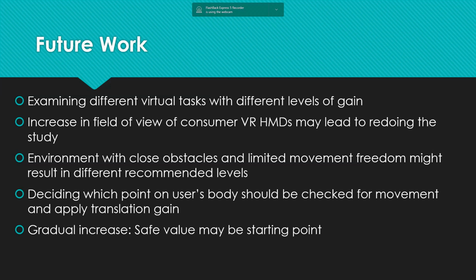Deciding which point on the user's body should be tracked for movement to apply translation gain, since this study used just the headset, there might be some problems. Since there are problems while bending down, they might have to redo the research with, let's say, the waist as a good focal point for translation gain measurement. And gradually increasing means that for training and practice, they can always increase to higher gain levels.